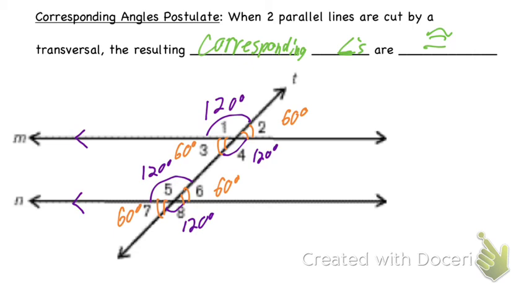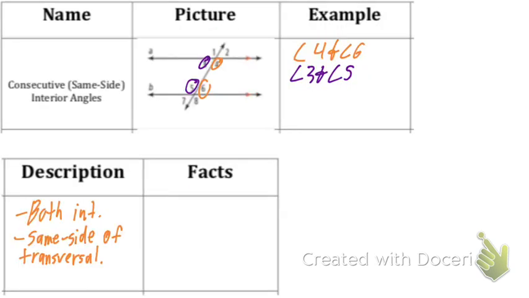Elizabeth: 3 and 5. Now, what do you notice about angles 3 and 5? They're not the same. They add up to 180. They're not congruent, but they do add up to 180. What's it mean if they add up to 180? Supplementary. Give me another pair of same side interior angles. Ray: 4 and 6. They're also supplementary, aren't they? So when the two lines are parallel, same side interior angles are supplementary, meaning they add up to 180 degrees.